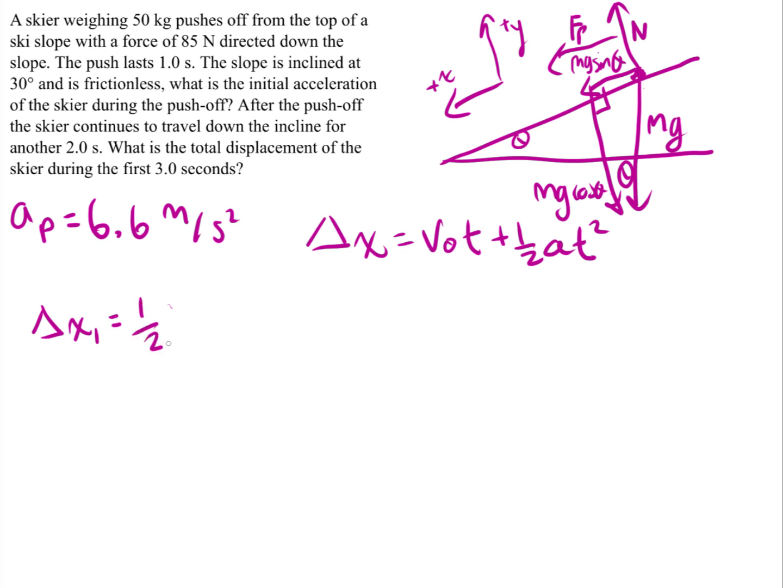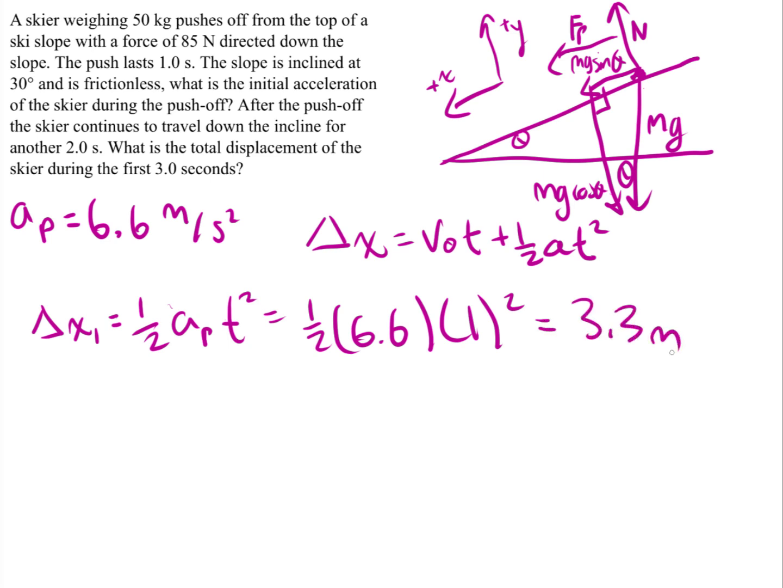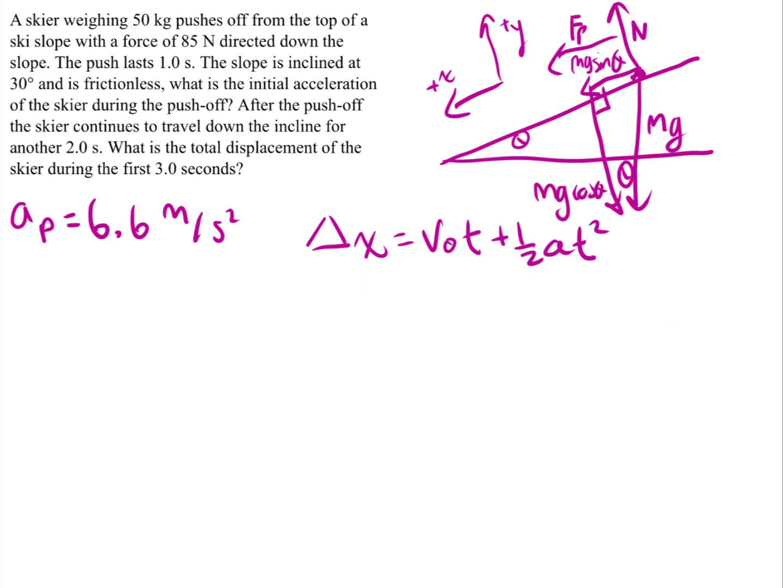So it's simply equal to 1/2 times the acceleration. In this case, the acceleration is the acceleration of when he is pushing, times the time interval squared. This is equal to 1/2 times 6.6 meters per second squared times the time interval of 1 second squared, and this just gives you 3.3 meters. So the change in x1, or his displacement during the first part, where he's pushing off the slope, is going to be 3.3 meters. Now we need to find the second part.